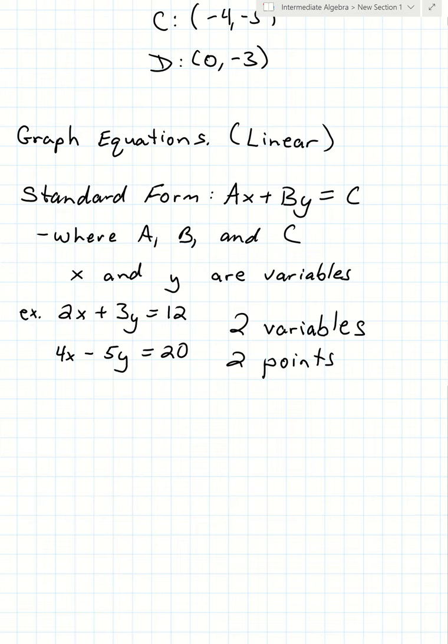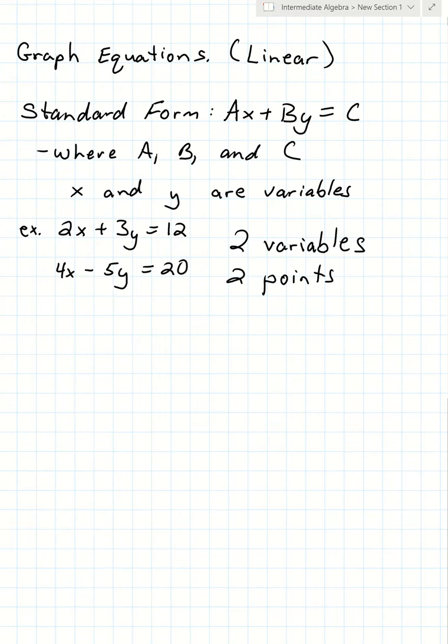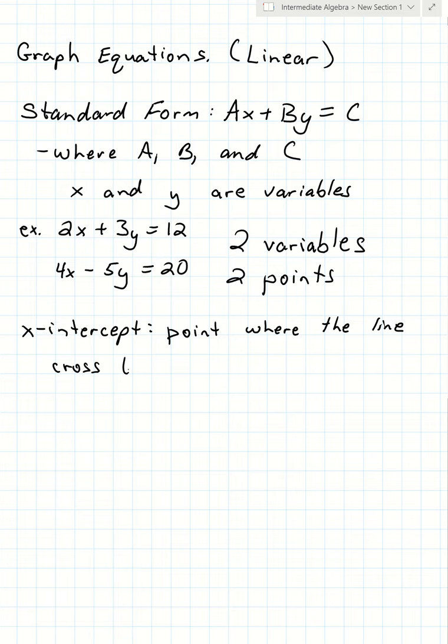Once you have 2 points, that will be enough information for you to graph these linear equations that are in this standard form. And we're going to work with two very special points when we have standard form. First, we're going to have what we call the x-intercept. And the x-intercept, by its definition, is the point where the line crosses the x-axis.